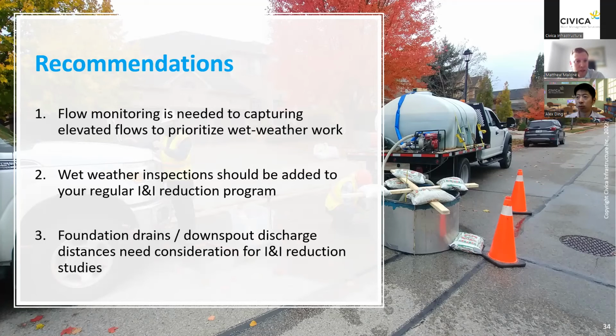And just lastly, on the foundation drains, I know it's a big problem across many jurisdictions. They definitely need to be considered when you're looking at I&I reduction studies. I know some municipalities are targeting them, disconnecting foundation drains, but even looking at downspout discharge distances, if you can get a lot, maybe the majority, of that water from downspouts that's going from the roof right to that zone of influence, if you can disconnect or remove a lot of that water, I think you'll see improvements in your systems.